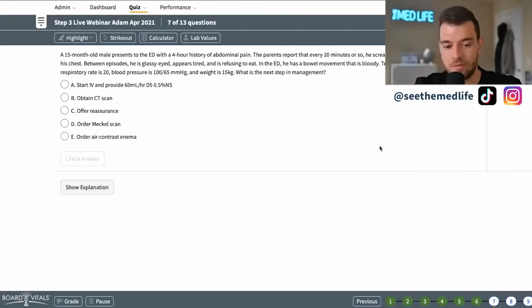A 15-month-old male presents to the emergency department with a 4-hour history of abdominal pain. The parents report that every 20 minutes or so, he screams as if he's in pain and pulls his knees up to his chest. Between his episodes, he is glassy-eyed, appears tired, and is refusing to eat. In the ER, he has a bowel movement that is bloody. Temperature is 98.7. He's got a pulse of 100 and a respiratory rate of 20 with a blood pressure of 100 on 65. His weight is 15 kilograms. What is the next step in management?